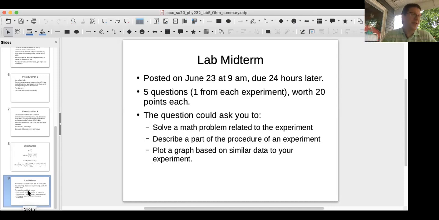You have 3 types of questions. 1, you can be asked to solve a math problem that's related to the experiment. You can be asked to describe a part of the procedure of the experiment, or you can plot a graph based on similar data to your experiment. So there are 3 different possibilities, 3 types of questions that you could get. But that's the basic structure of the lab midterm, and that'll be the structure of the lab final as well.